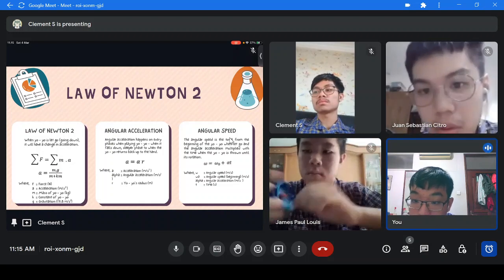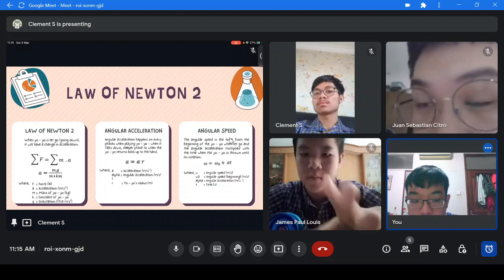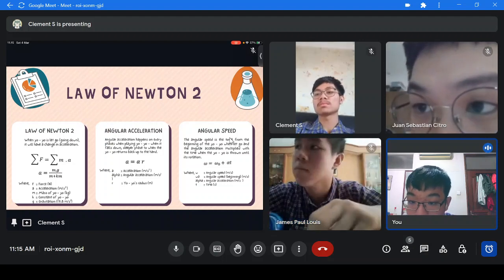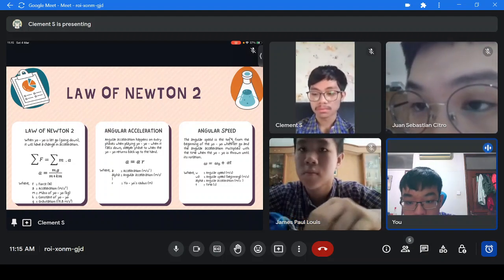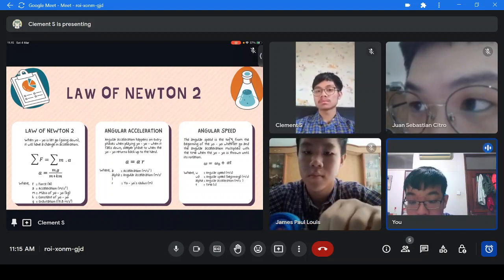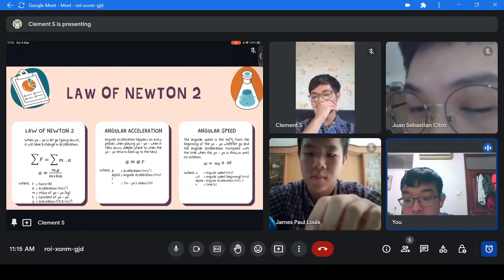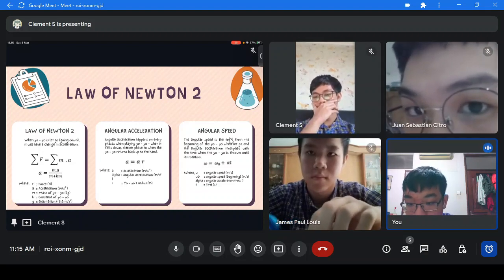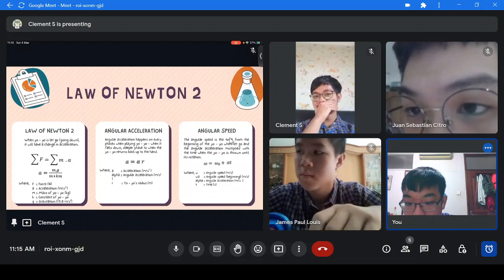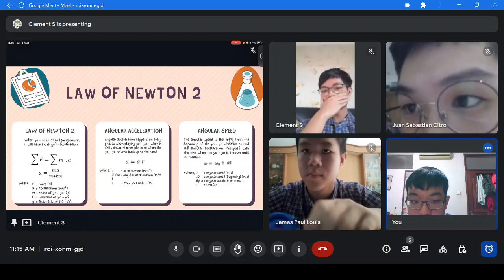The next one is the angular acceleration. Angular acceleration happens on every phase when playing yo-yo. When it falls down, the sleeper phase, to when the yo-yo returns back up to the hand. The formula is acceleration equals alpha times the yo-yo's radius.